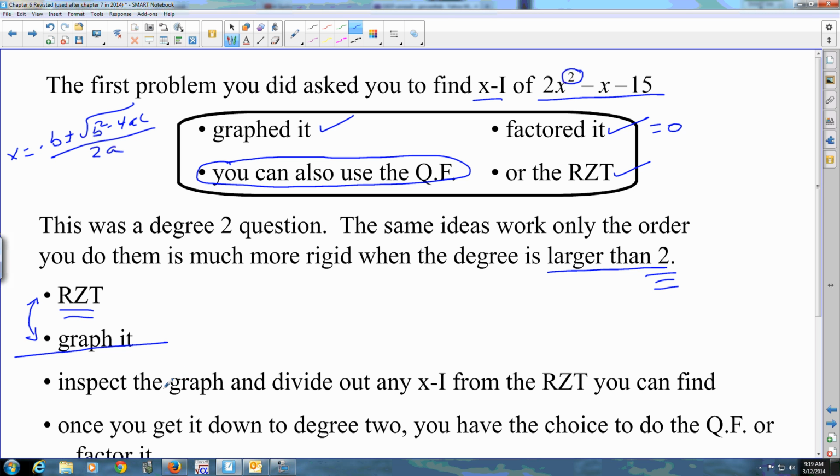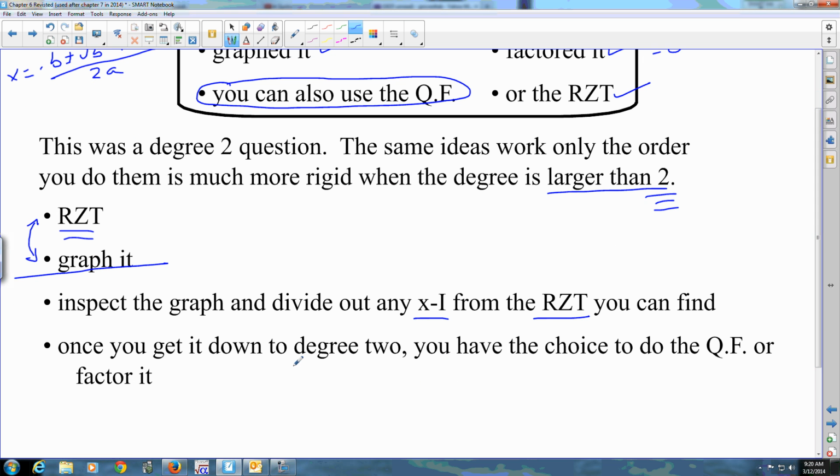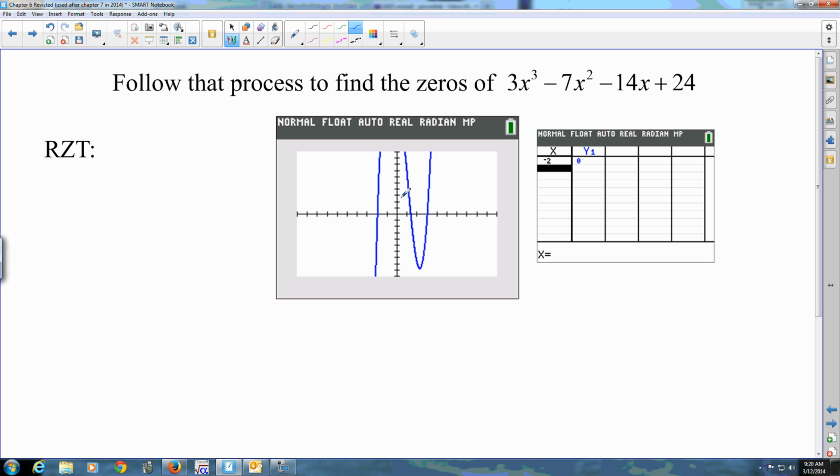Okay, then you inspect the graph, and this is what's different from this up here now. You inspect the graph and divide out any x-intercepts that you got from the rational zero theorem that you can find. Once you get it down to degree 2, then you have the choice to either do the quadratic formula or factor it. Okay, so let me walk you through that. So here goes.